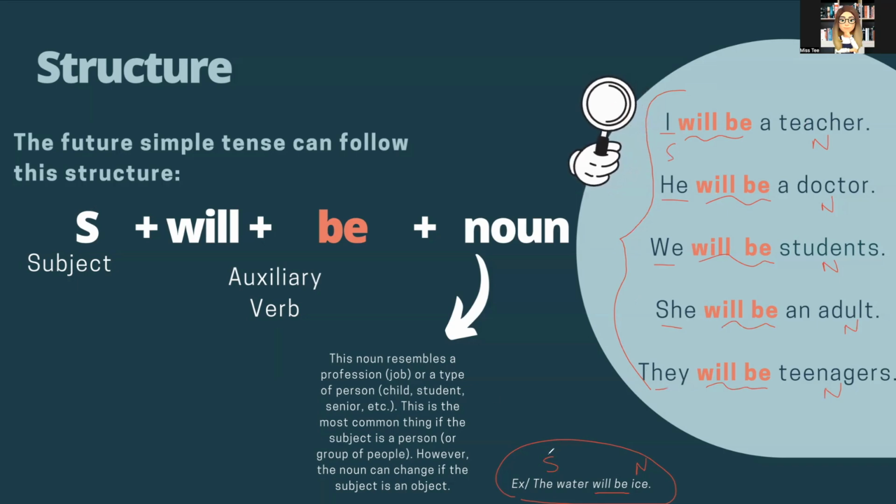Down here, if we don't want to say the water, then what do we do when we change a subject for it to be a thing? It will change and reduce to "it." It will be ice, just like that. So we only use the subject "it" for things and objects and animals. And in that case, you will use something that looks a little bit like that down there.